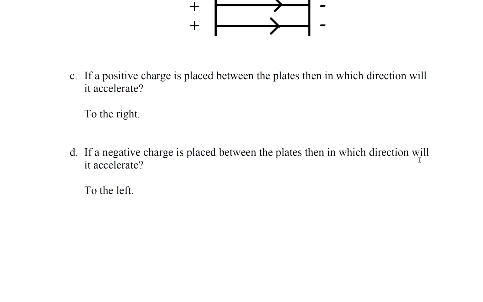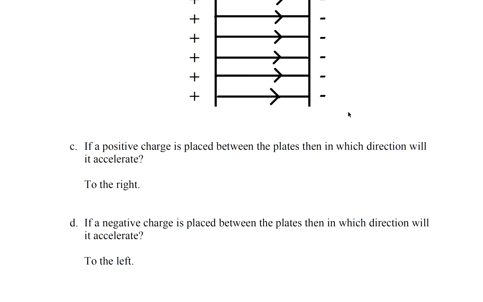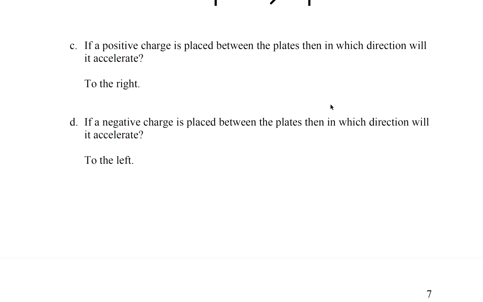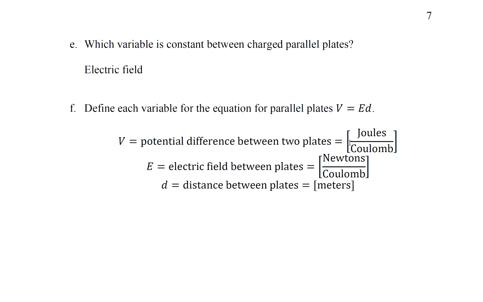Part C. If a positive charge is placed between the plates, then in which direction will it accelerate? Well, it accelerates to the right. In part D, if a negative charge is placed between the plates, then in which direction will it accelerate? It accelerates to the left. Part E. Which variable is constant between charged parallel plates? It's the electric field.